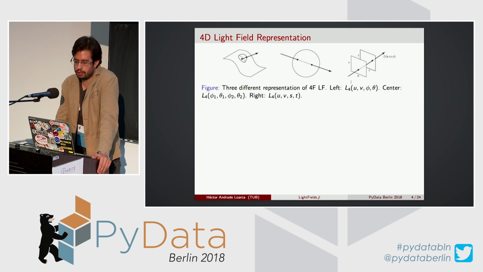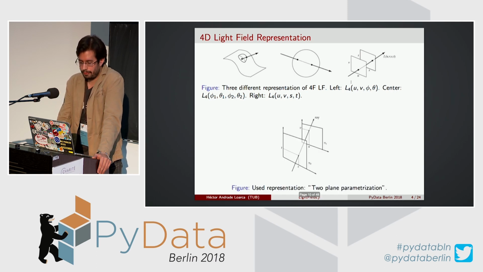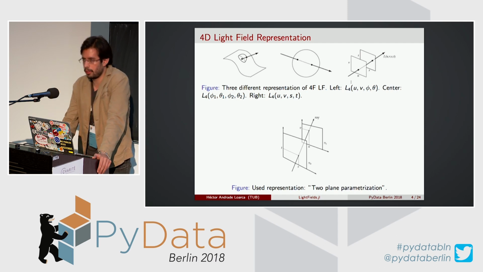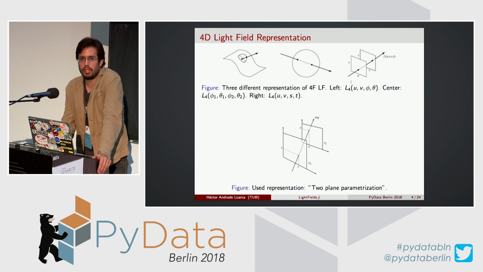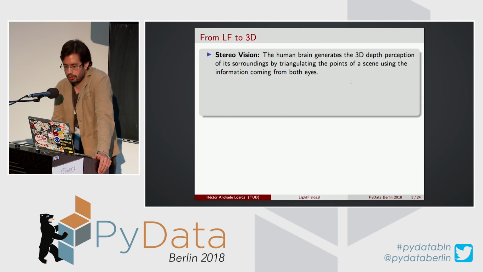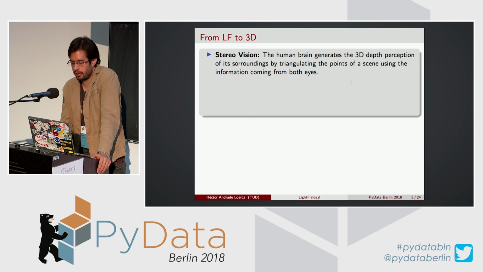And you can also describe the light field by the intersection of the light rays with 2 parallel planes. This is the approach that we are going to use today. This is called the two-plane parametrization. So basically, if you know the value of the light field at all the points on 2 parallel planes, you can describe the whole light field. But how can you go from the light field to a 3D representation of the scene?